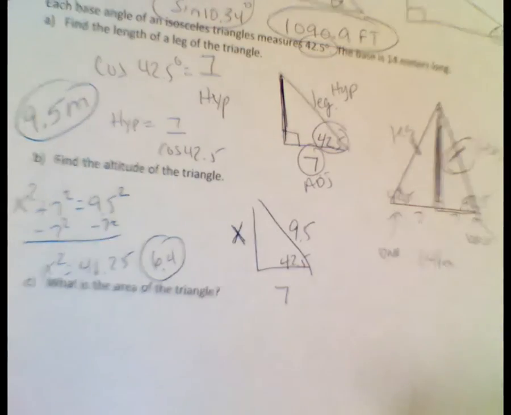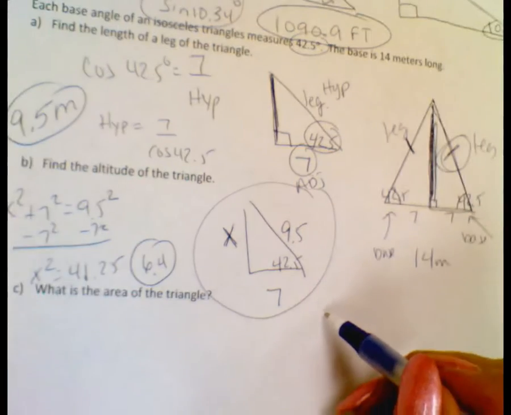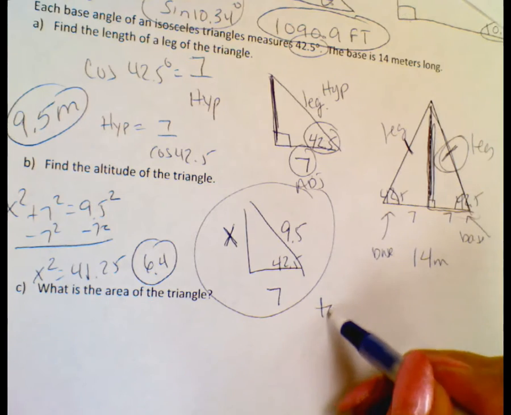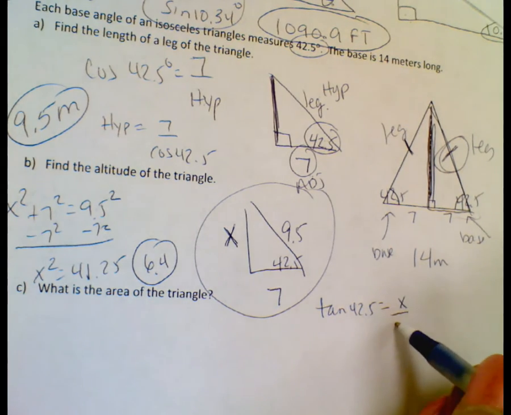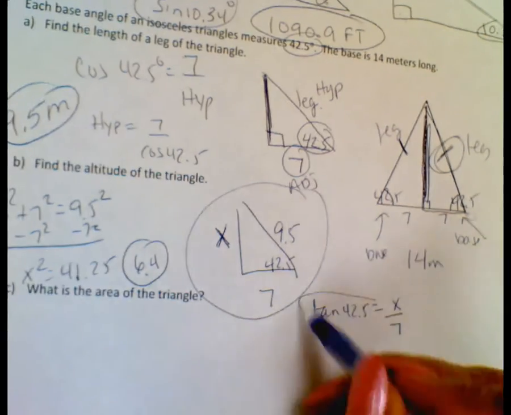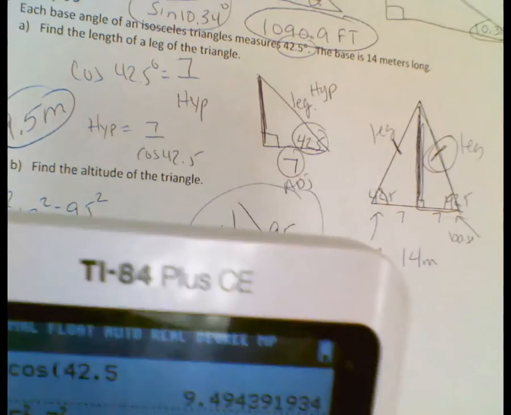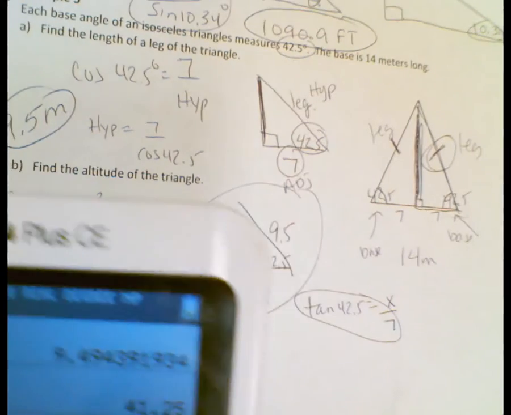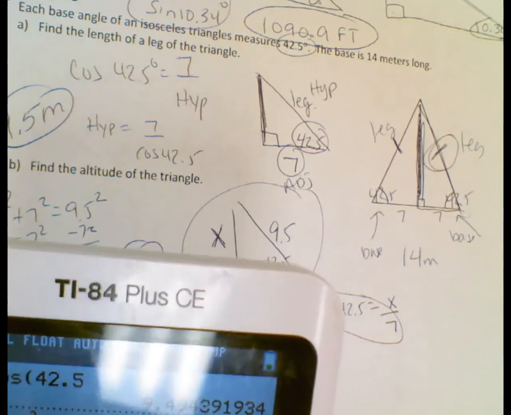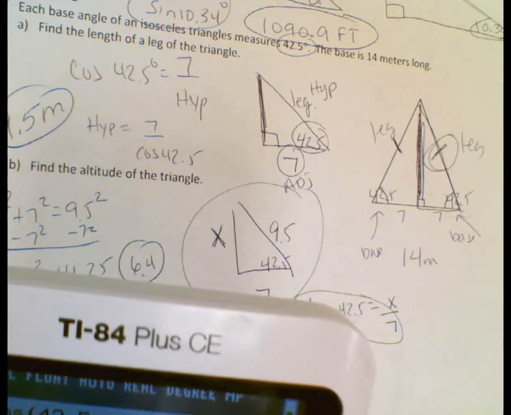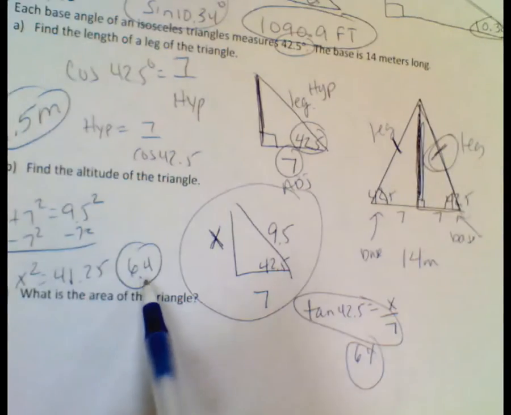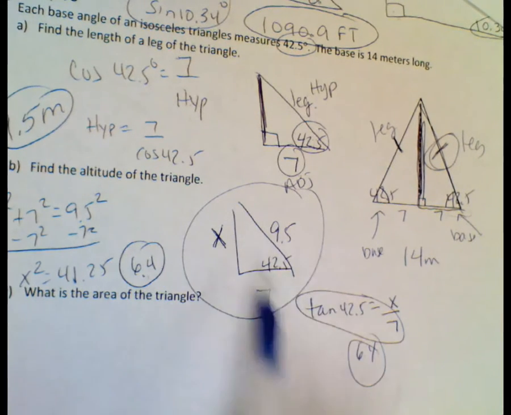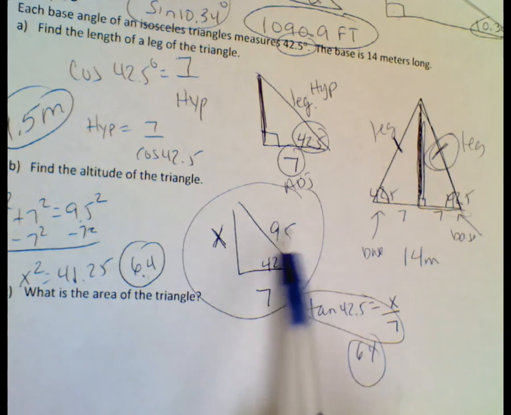What's another way we could have found that? Using this triangle, we could have said the tangent of 42.5 is equal to the opposite, x, over the adjacent 7. And you could have cross multiplied this. So we should get the same answer as the last one. It's just another way. 7 times tangent of 42.5 is 6.4. Same answer as if you did the Pythagorean theorem. So once you know two sides, you have a choice. You can do the Pythagorean theorem, or you could still do another trig function.